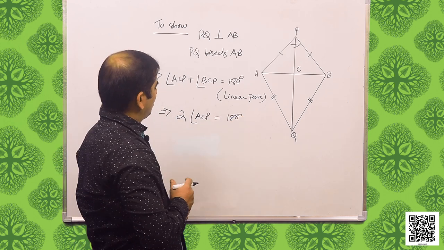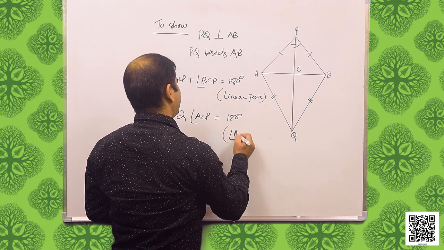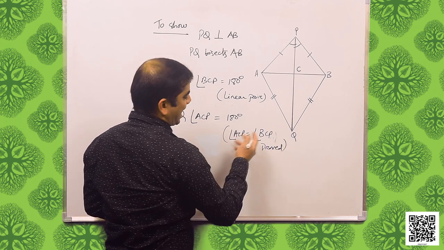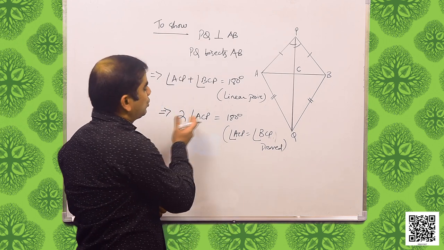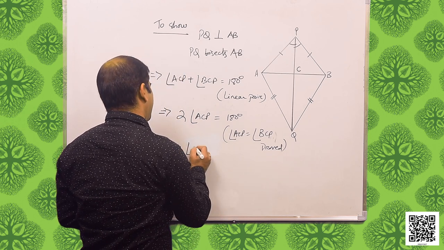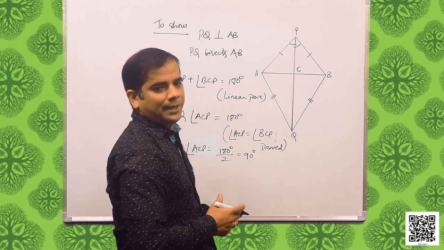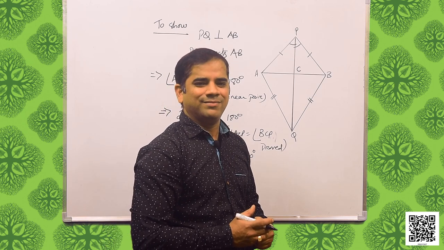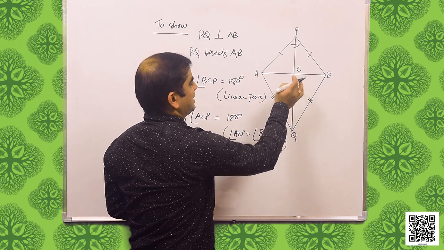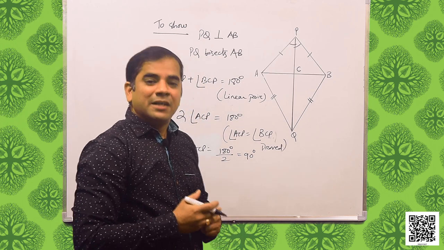Why have I written that 2 angle ACP is equal to 180 degrees? Because we have already proved that angle ACP is equal to angle BCP. So as both angles have the same value, I can write 2 ACP, that is ACP plus ACP, is equal to 180 degrees, or that implies angle ACP is equal to 180 degrees divided by 2, that is 90 degrees. Okay. So students, what we have found is that AC is equal to BC and ACP is a right angle.